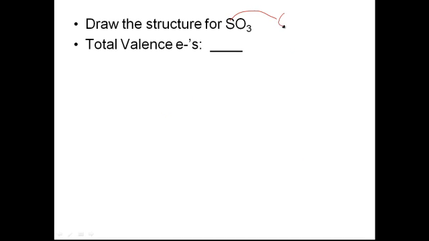So sulfur. Now sulfur's got 6 and oxygen's got 6 times 3, which is 18, plus the 6 is 24 electrons. So we've got 24 electrons. You're going to put sulfur in the middle, connected by 3 oxygens. There's 6 electrons. 6 electrons from 24 leaves us with 18.